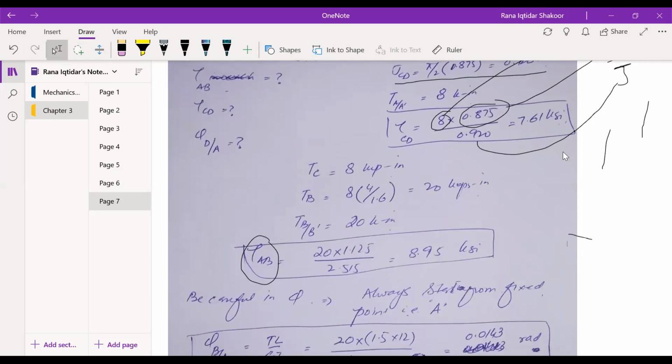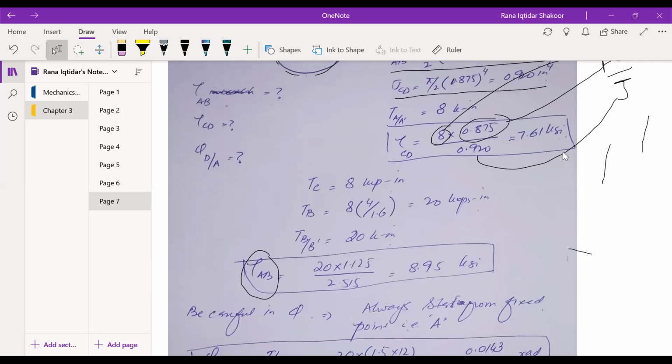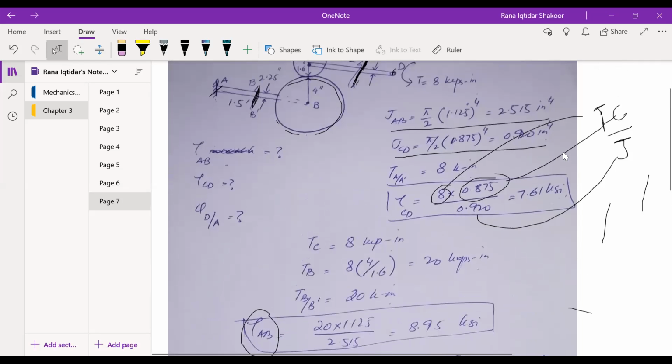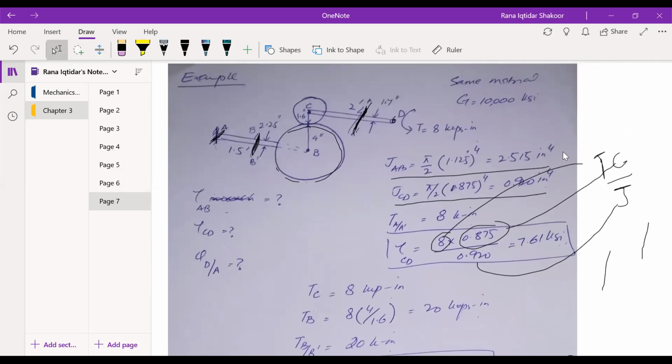Now we come to the angular rotation. Here the trick comes, right? The first thing you need to be careful about whenever you want to calculate the angular twist, in the case of gears, is to always start from the fixed position. In this particular case, we have a fixed position over here, that is A. If I shift it to this point D, then you must start from D and come back to point A.